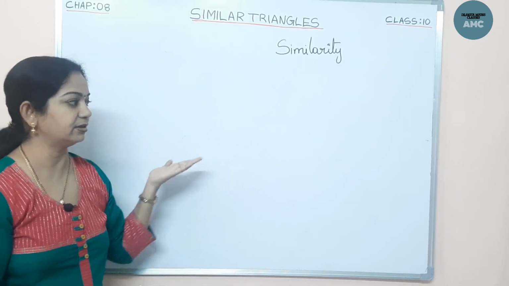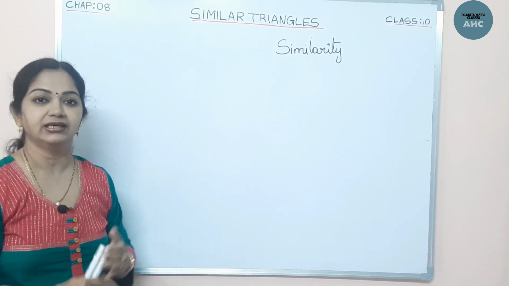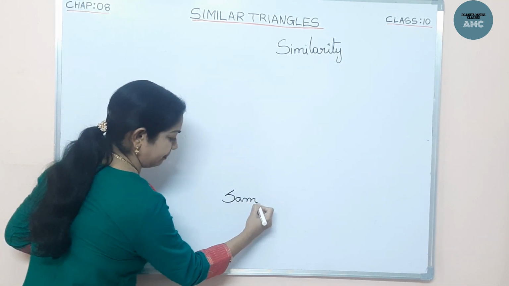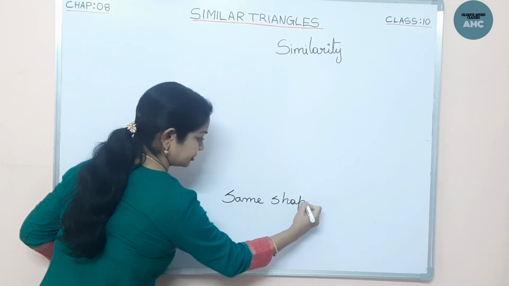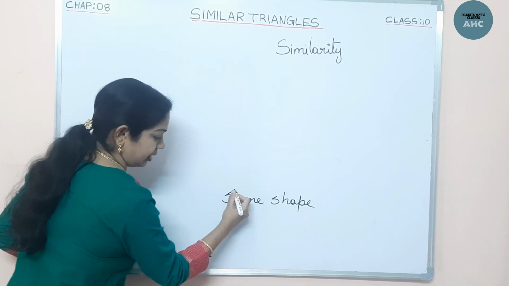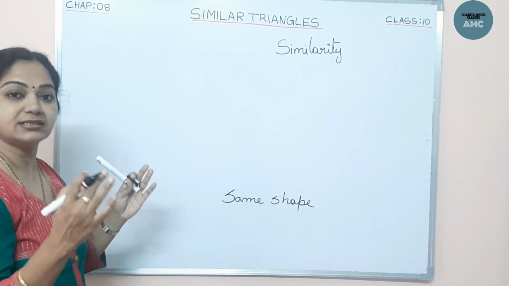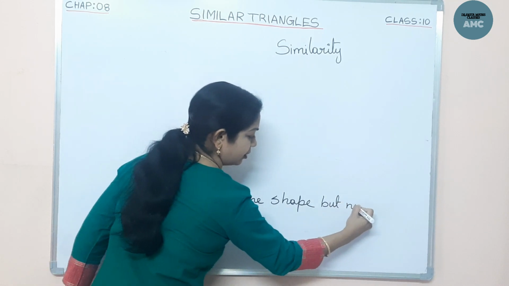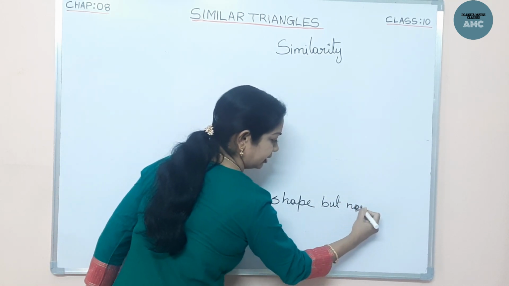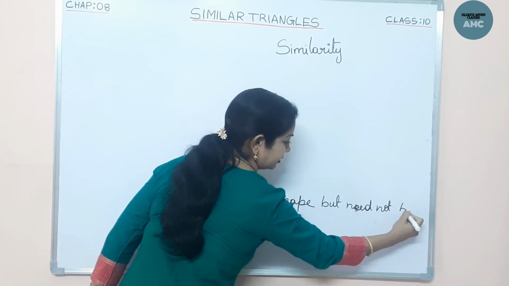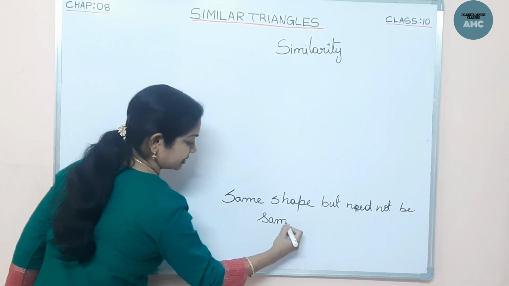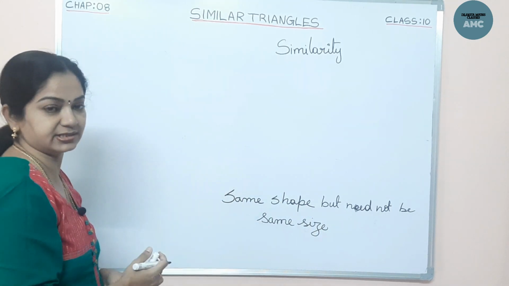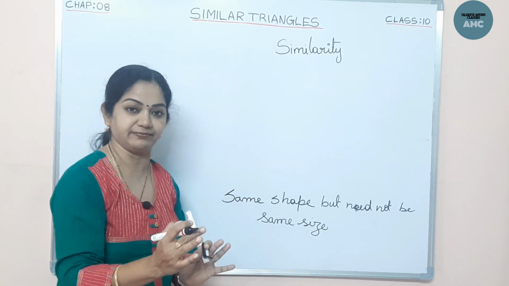So with this concept, similarity means same shape, right? Same shape, but need not be the same size. The sizes are different: stamp size, passport size, postcard size, isn't it? The sizes are different but the shape is the same, intact.